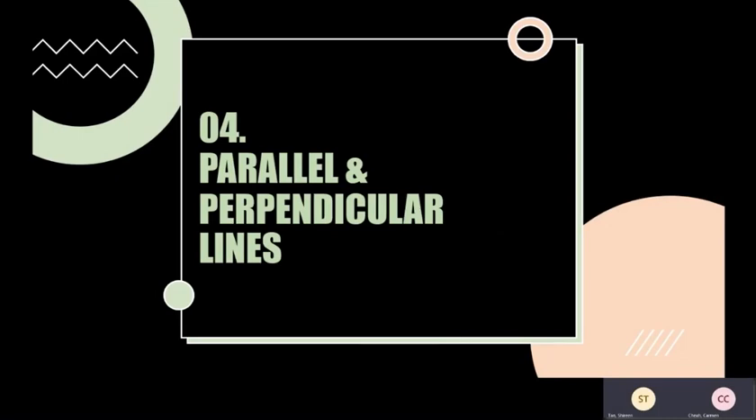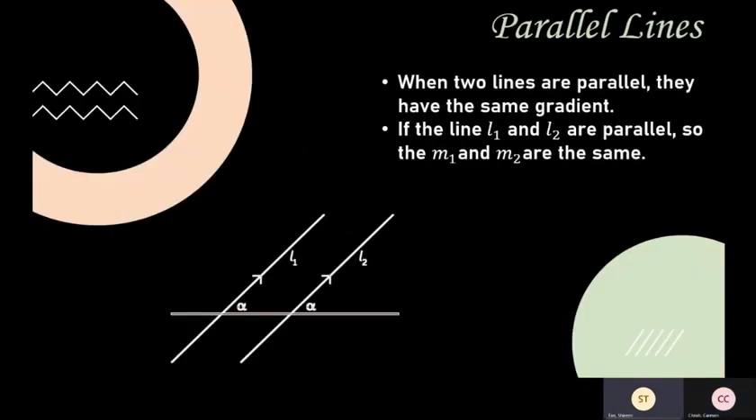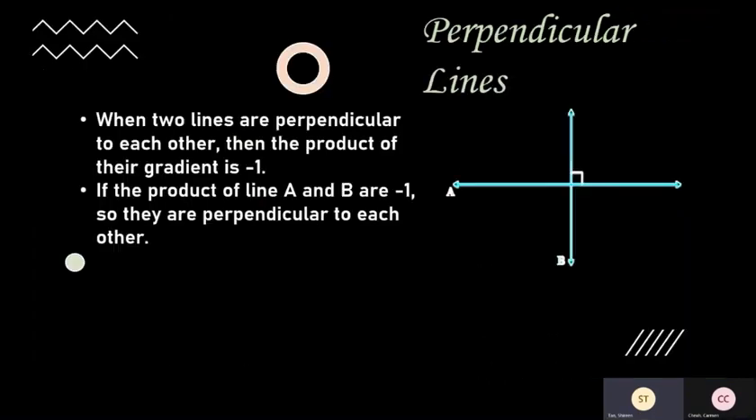The last topic we will be discussing is parallel and perpendicular lines. When two lines are parallel, they have the same gradient. From the diagram, we know that line 1 and line 2 have the same angle. This means that they are parallel lines, hence their gradients are equal. We know that m1 equals m2.